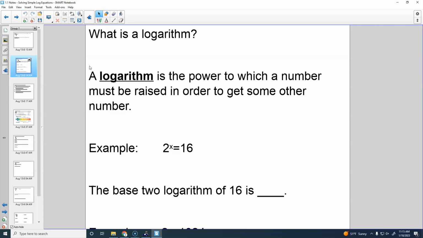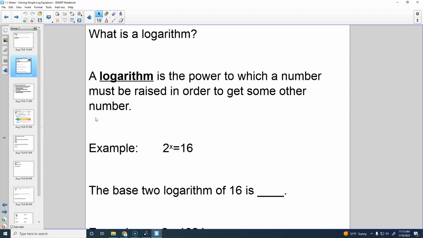What in the world does it mean? Because I feel like it's something we learn a lot of times and don't really know what it represents. It's just like a series of rules that we have learned. So a logarithm is the power to which a number must be raised in order to get some other number.